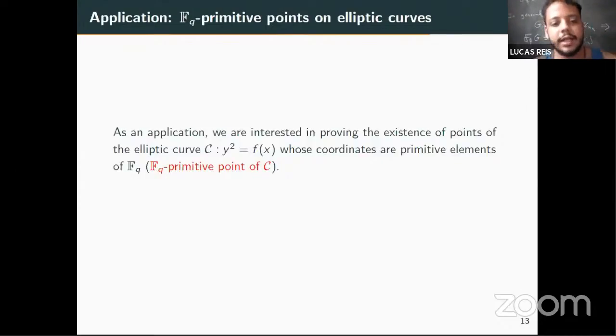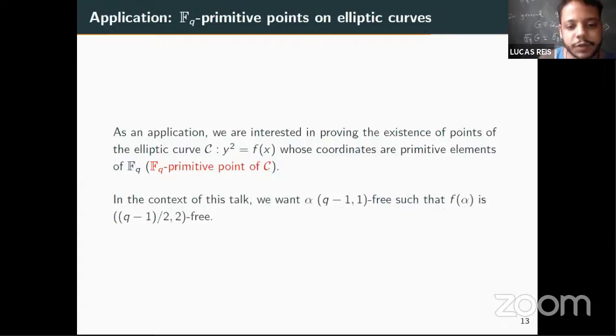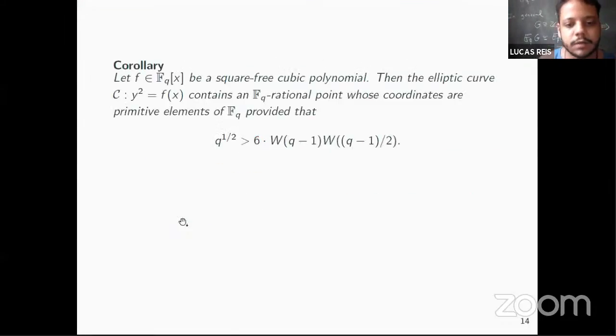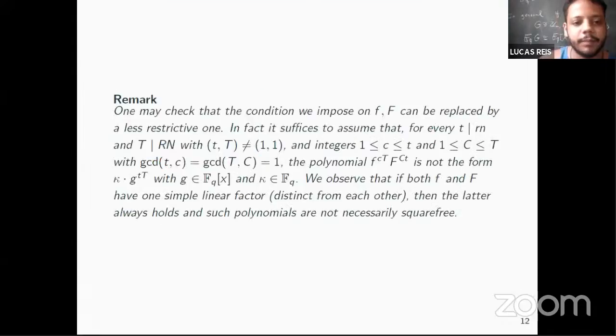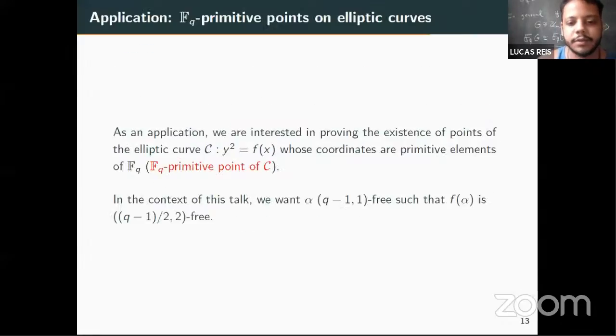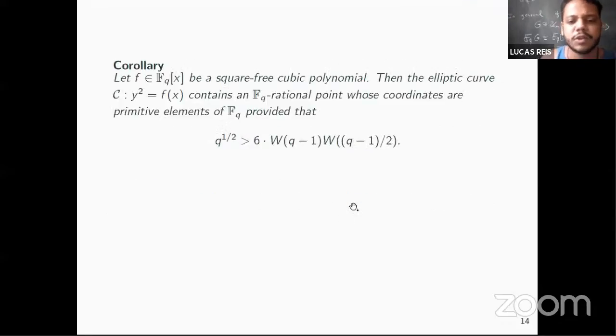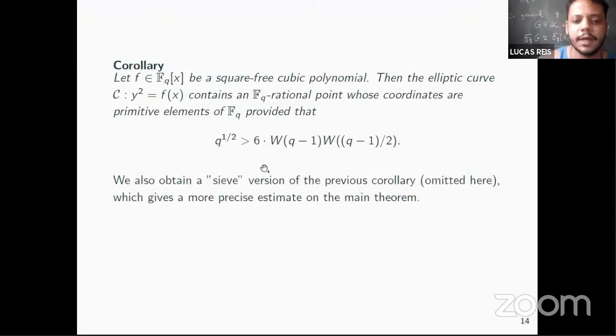So we just consider elliptic curves. So y squared equals f of x, and we want points with primitive coordinates. So we call this an Fq-primitive point of C. And so considering y squared, we just want alpha to be primitive such that f of alpha has order q minus 1 over 2. So q is odd here. And basically, as we have seen, f of alpha must be (q minus 1 over 2)-free. So essentially, we just employed the main theorem here, with the parameters we want. And so we obtained the sufficient condition.